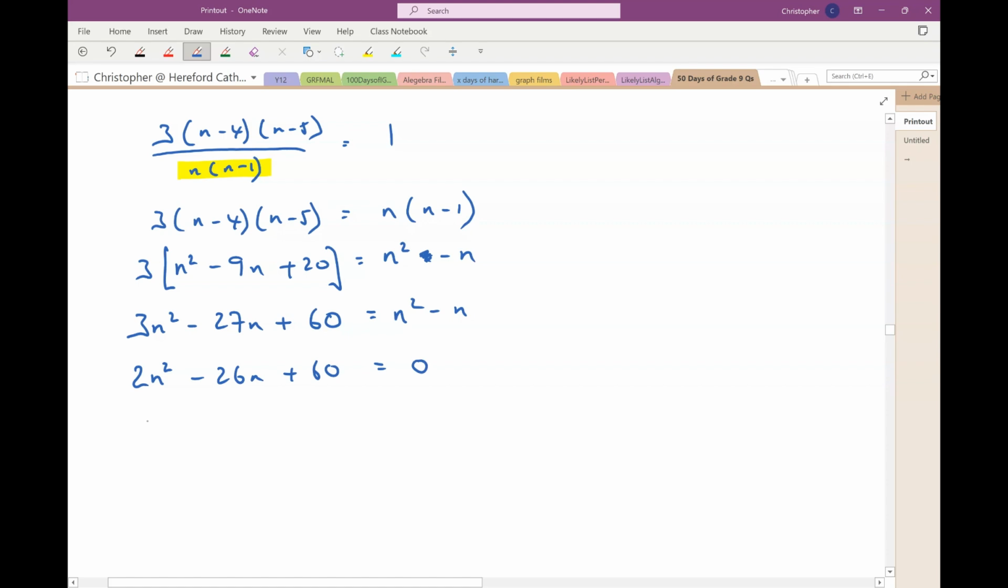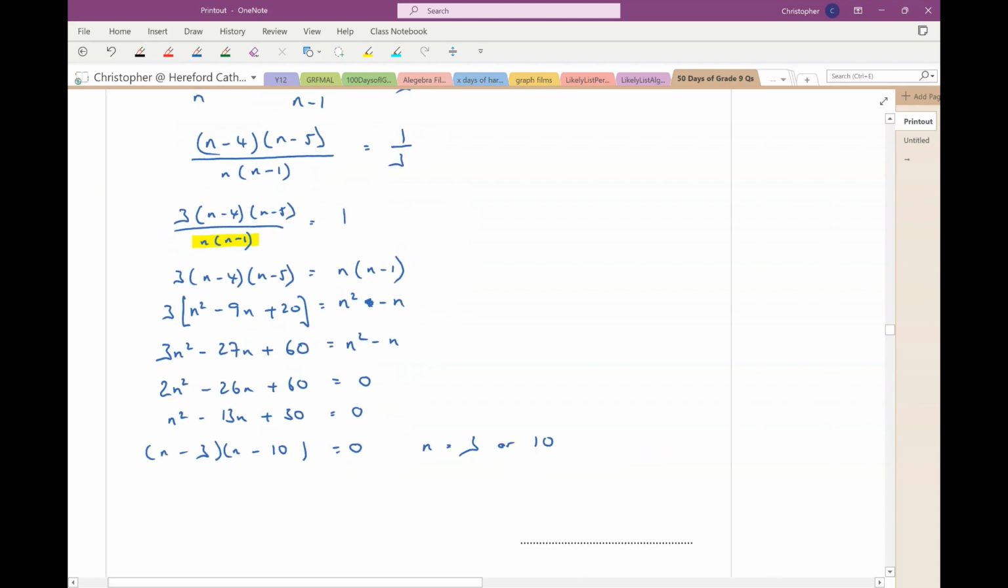Okay, divide everything by 2. n squared minus 13n plus 30 equals 0. Quadratic equation, can I factorise? Well, they're both going to be negatives here, and it's going to be 10 and 3, look, equals 0. So n is 3 or 10.